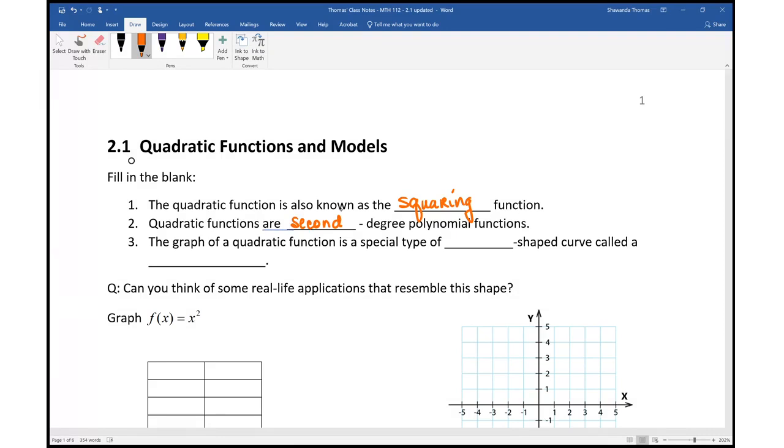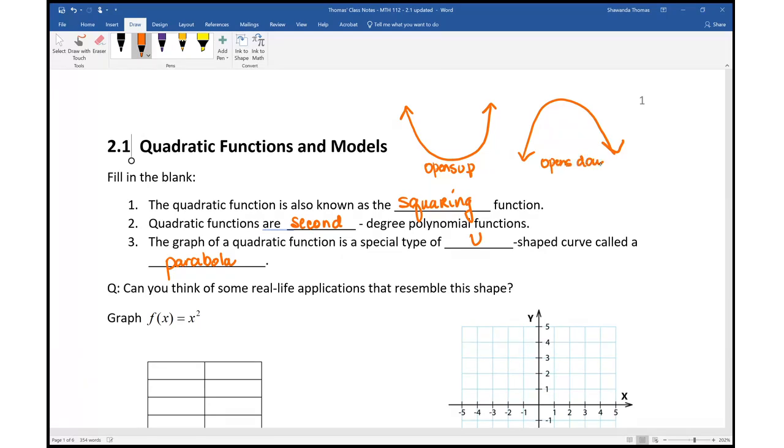The graph of a quadratic function is a special type of U-shaped curve called a parabola. Can you think of some real-life applications resembling this shape? The shape we're referring to is this shape or this shape. So this is when your parabola opens up. This is when your parabola opens down.